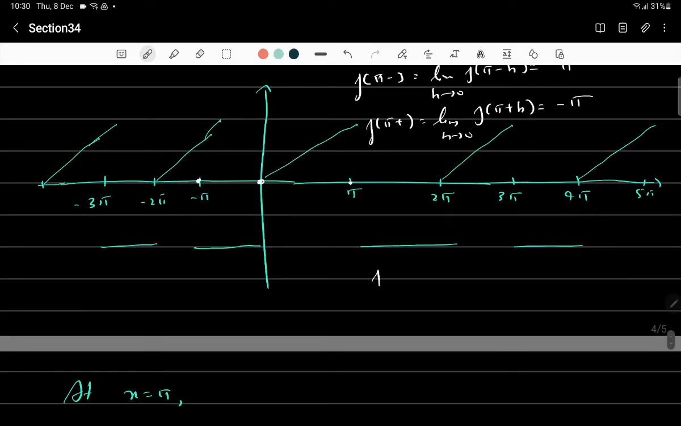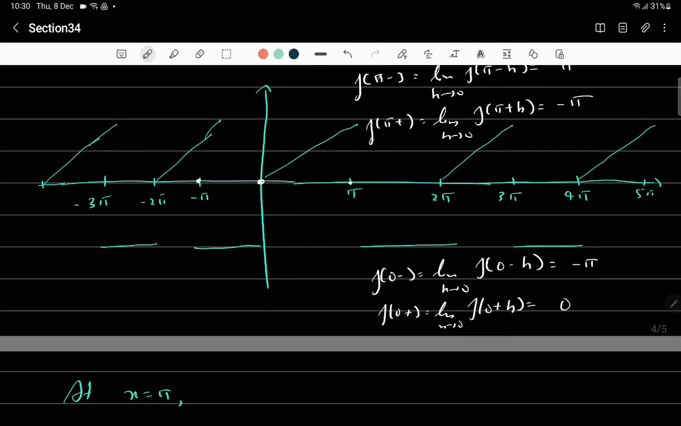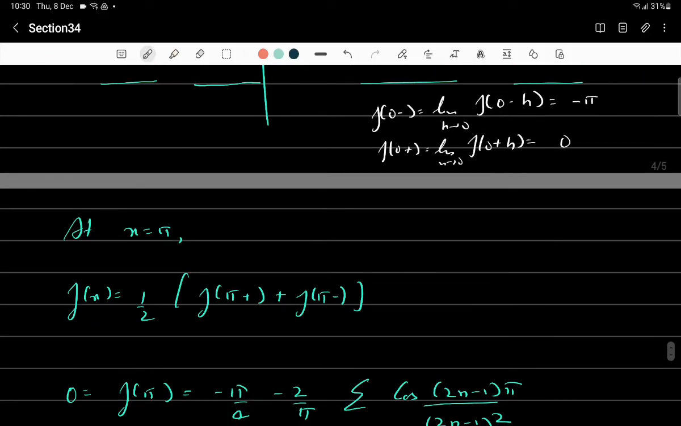Similarly at 0, f of 0 minus is the limit as h tends to 0 of f of 0 minus h, and 0 minus h gives minus pi. And f of 0 plus h is 0. If I add them and divide by 2, it becomes minus pi by 2. Now you can observe that this is how f of x looks, and at pi we got this value to be equal to 0, which is half of minus pi plus pi.